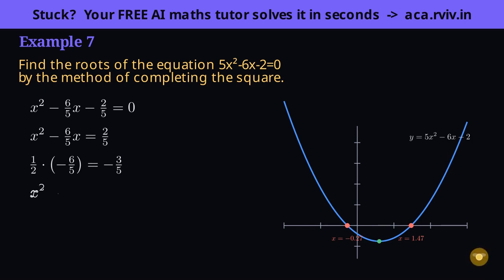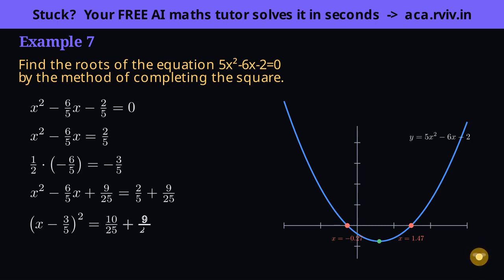Add its square, 9/25, to both sides, that's non-negotiable. Add it to only one side and you've changed the equation. Add it to both and the balance holds while the left becomes completable. The left side is now exactly a perfect square, x minus 3/5, all squared. That's the corner snapping into place, just like the animation.